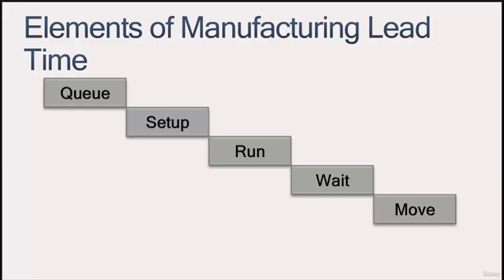Third is run, which is the time spent performing an operation. Fourth is wait, which is the time spent waiting after the operation ends. This is the time the part sits after the operation has been completed, waiting to be moved to the next operation. And finally, move, which is the time spent physically moving the part between operations.